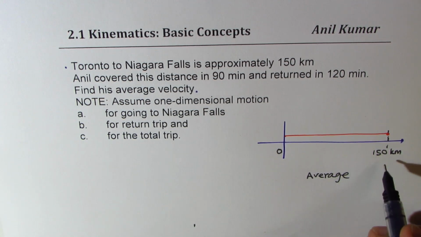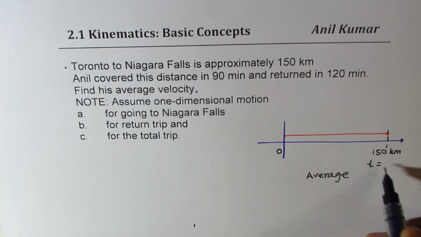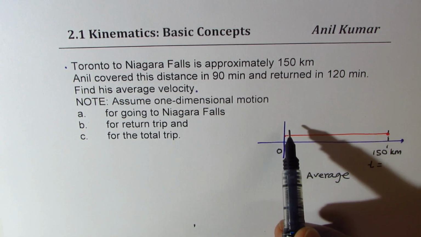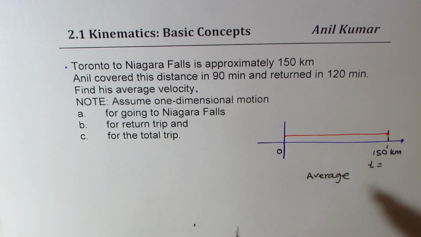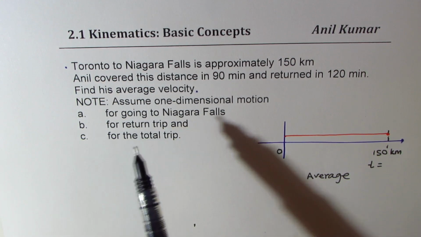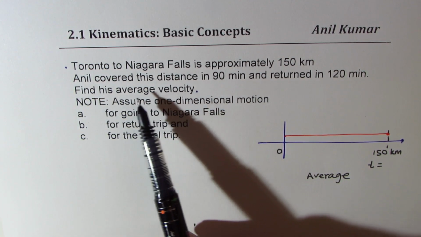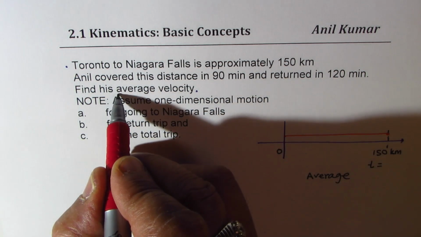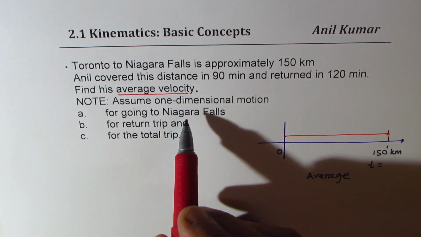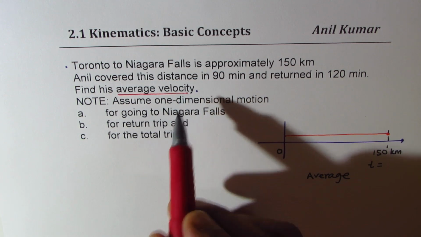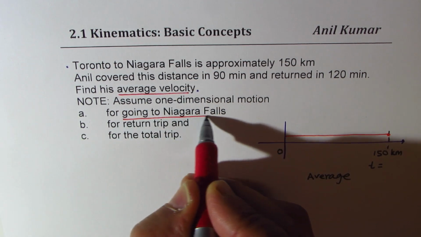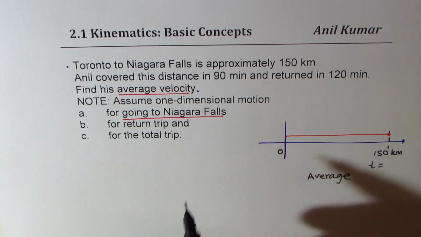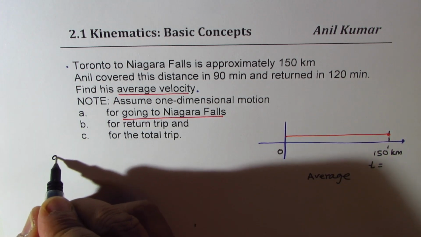Right? And the time taken, t, for all this is different while going and while coming. So we have two parts to this. We need to find average velocity. When we say average velocity, we are keeping direction in mind. So going to Niagara Falls, that is the direction, correct? So let's do it one by one.